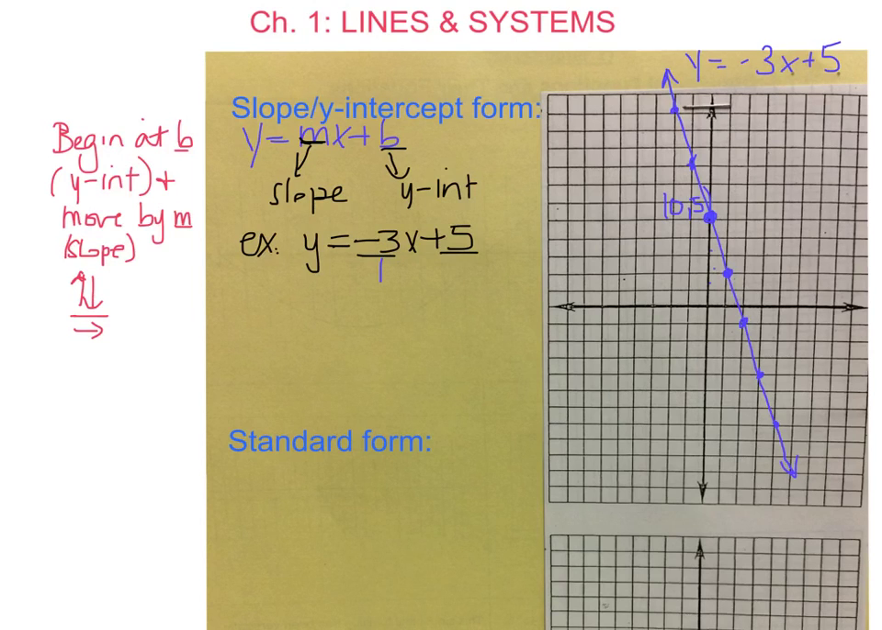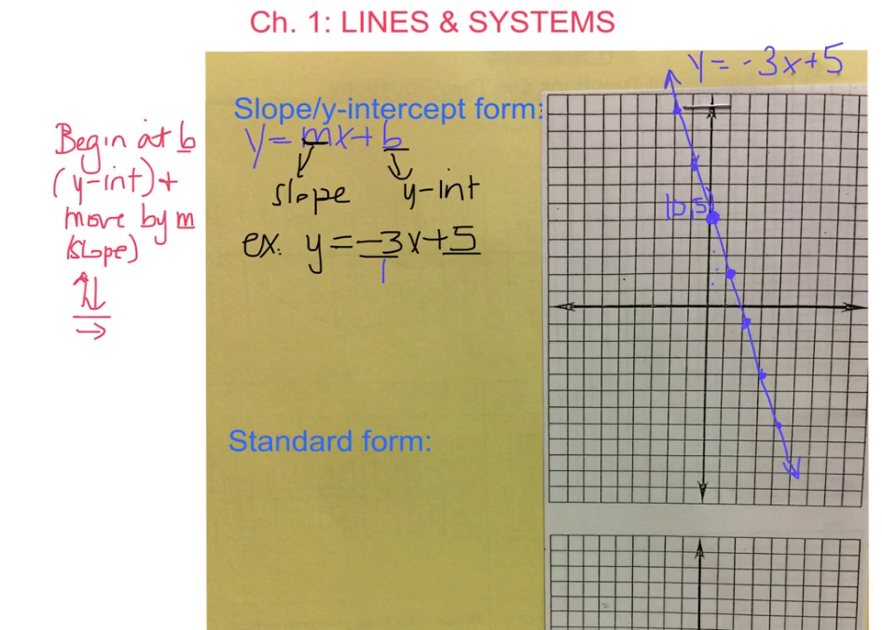Now let's look at an example with a fractional slope. Let's pick y equals 3 over 2x minus 4. So this line would begin at the y-intercept of negative 4. That means we go 4 down from the origin: 1, 2, 3, 4, and we put a dot. The coordinates of this point, again, would be (0, negative 4).